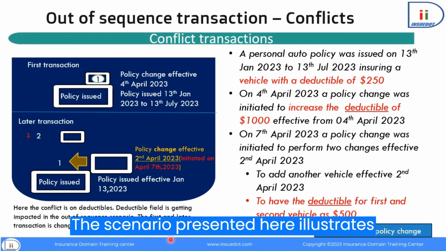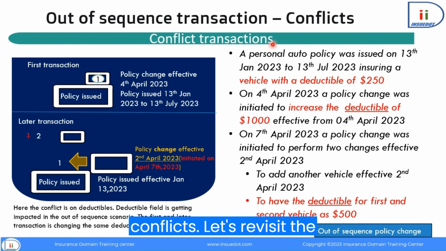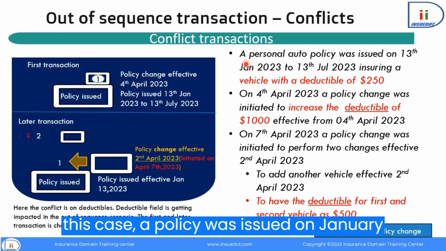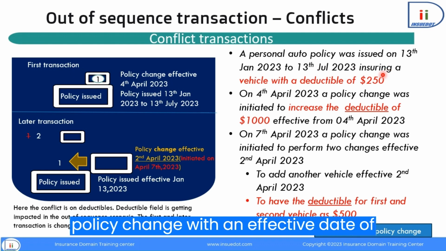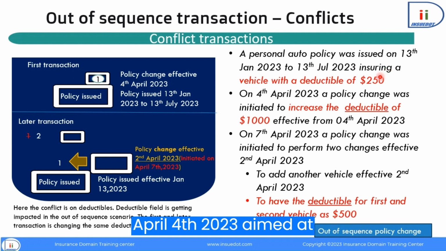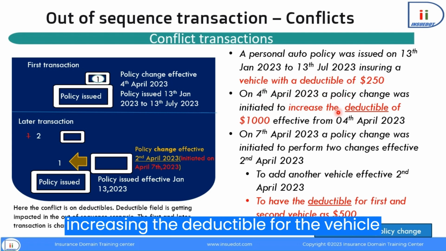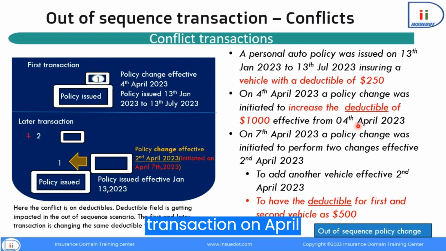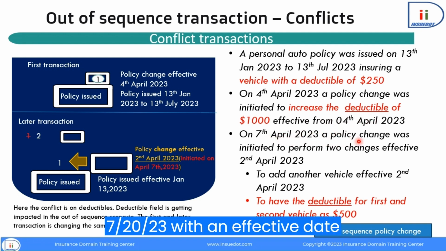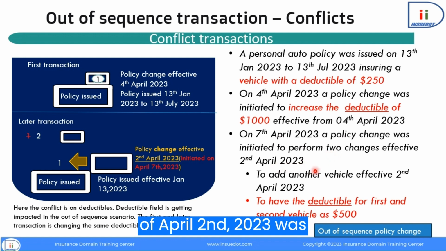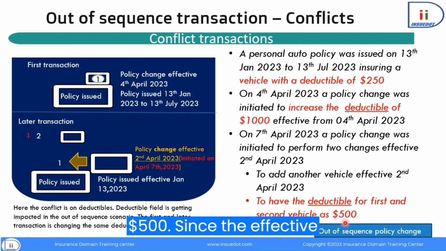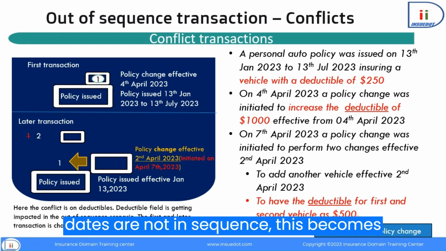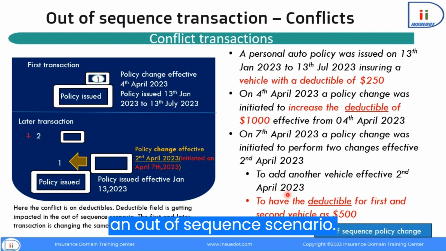The scenario presented here illustrates conflicts. Let's revisit the example we discussed earlier. In this case, a policy was issued on January 13, 2023, for a 6-month period with one vehicle. A policy change with an effective date of April 4, 2023, aimed at increasing the deductible for the vehicle was processed. Another transaction on April 7, 2023, with an effective date of April 2, 2023, was processed to add another vehicle and change the deductibles for all vehicles to $500. Since the effective dates are not in sequence, this becomes an out-of-sequence scenario.